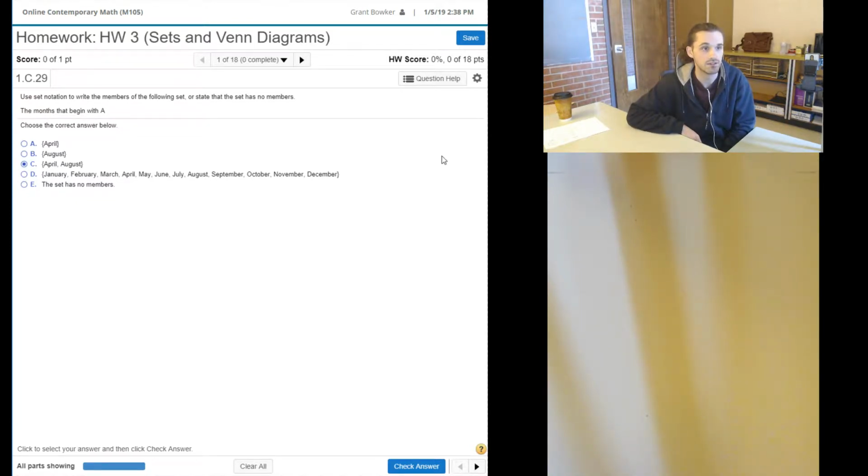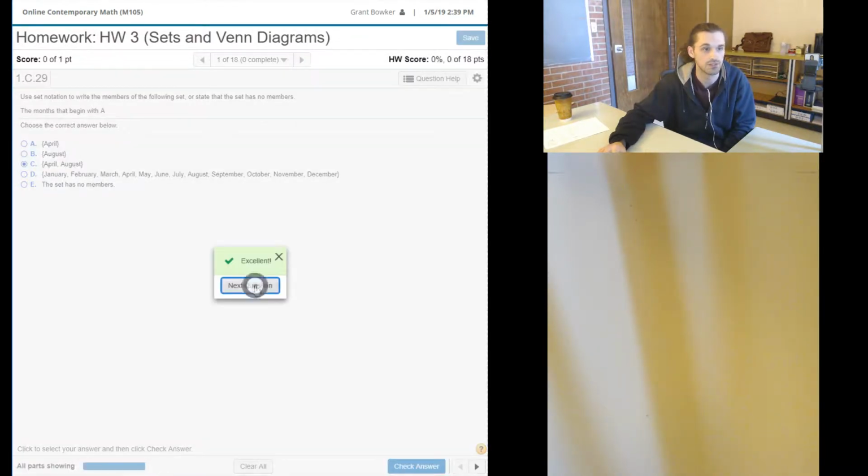So we use set notation to write the members of the following set or state that the set has no members. The months that begin with the letter A, well, that's April and August. If you're not sure of what all the months are, they're all listed for you in Part D. And notice the ones that start with the letter A are April and August. So C is the correct response because C includes all of the months that begin with the letter A and nothing else. So C is the correct solution here.